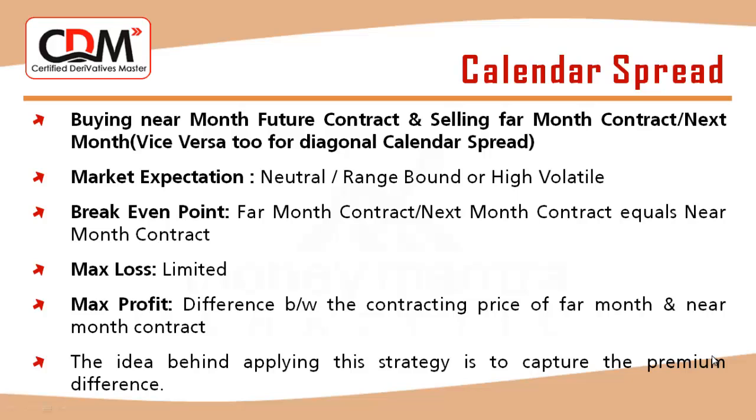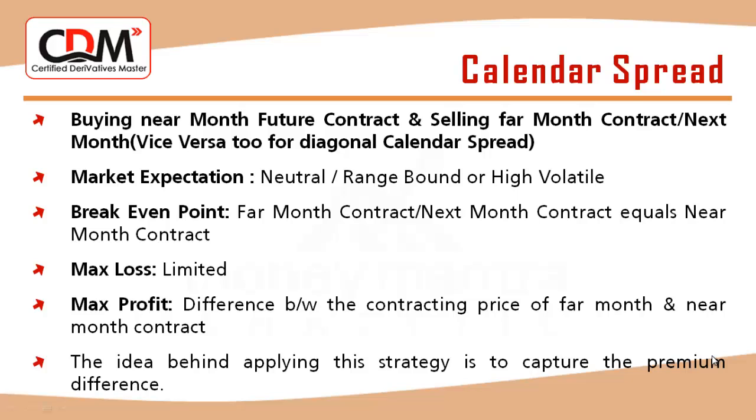Next strategy is calendar spread. Now what is a futures calendar spread? Futures calendar spreads are simply future spreads where we simultaneously take a buy position and a short position, buying the near month and selling the far month. Understand, a futures calendar spread is also known as a futures time spread or futures horizontal spread.